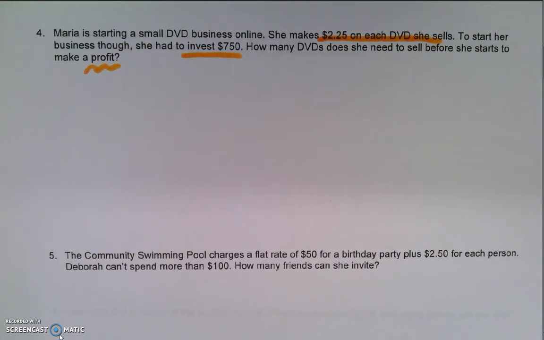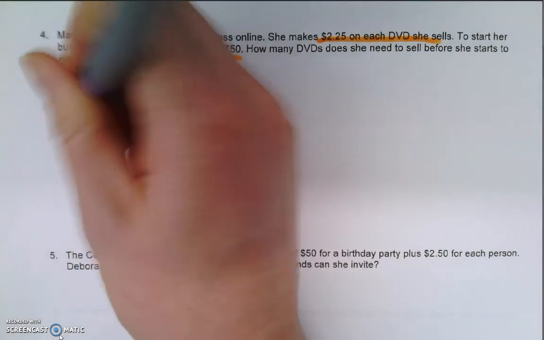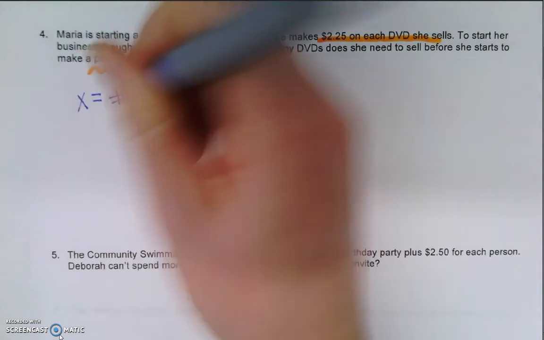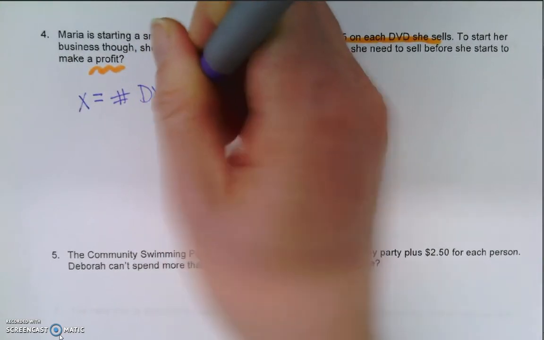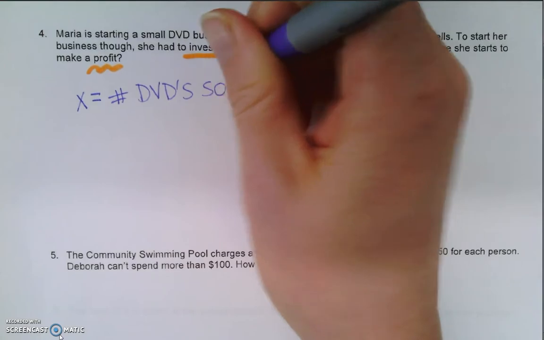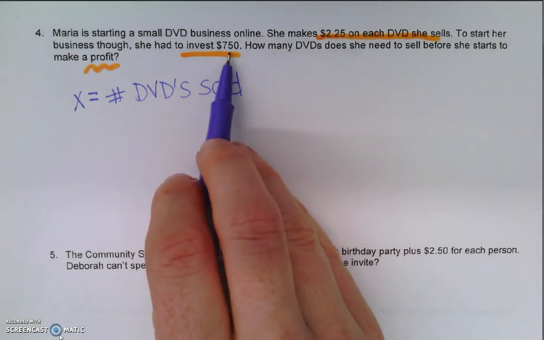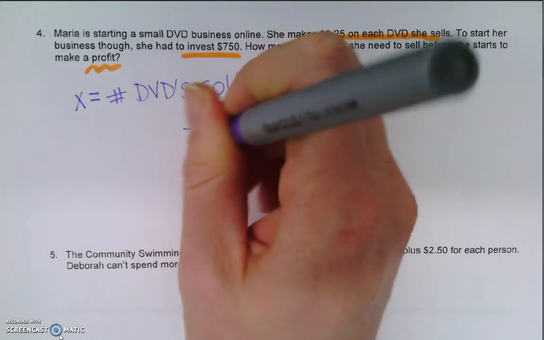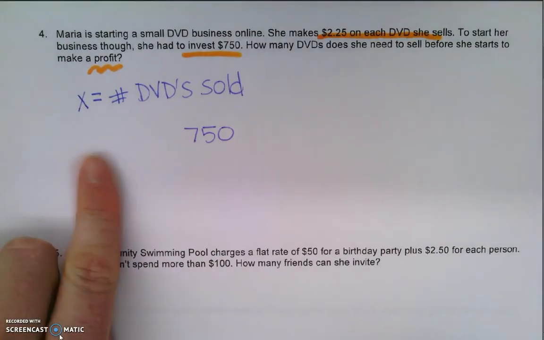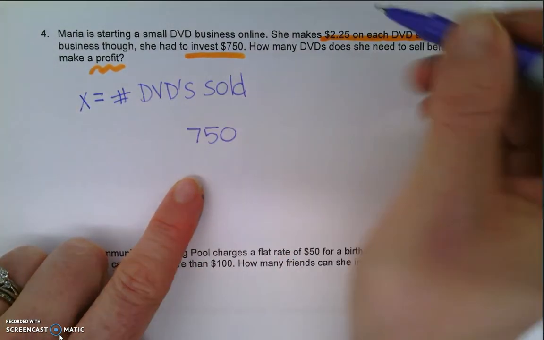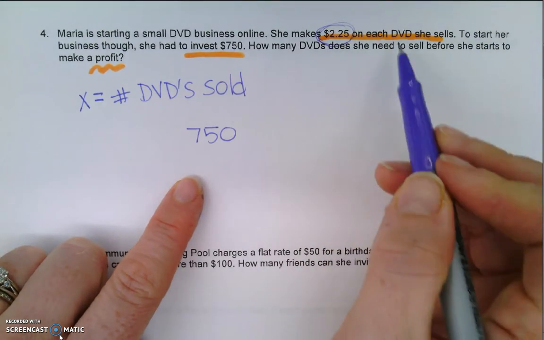So let's talk about our unknown here. X equals what? What is the question asking us for? Number of DVDs sold. So we want to know how many DVDs do we need to sell until we make a profit. So we need to make more money than how much we invested. Well, we invested, or she invested, $750. So what are we making money on if this is what we spent to start our company? Oh, we're making money on each DVD we sell.